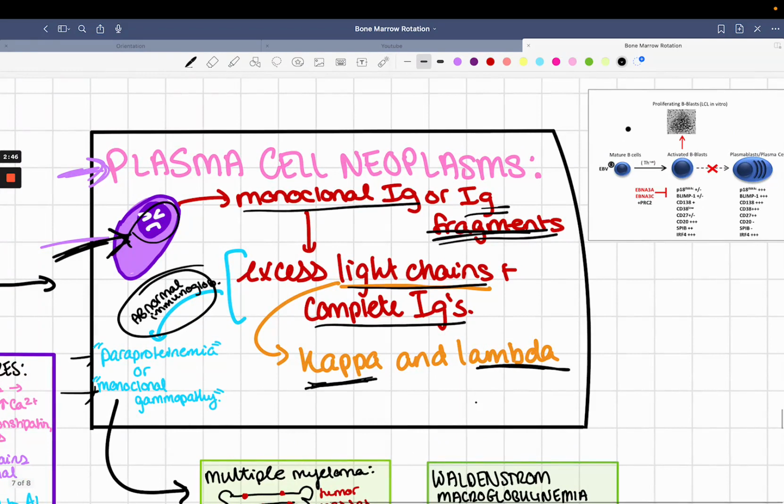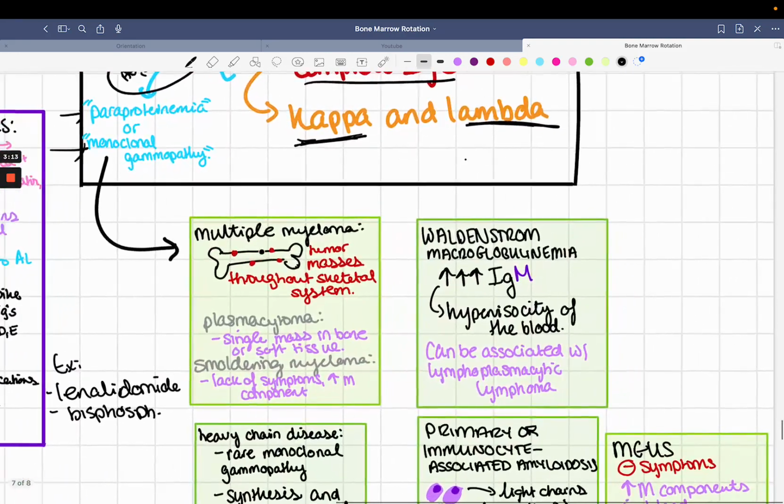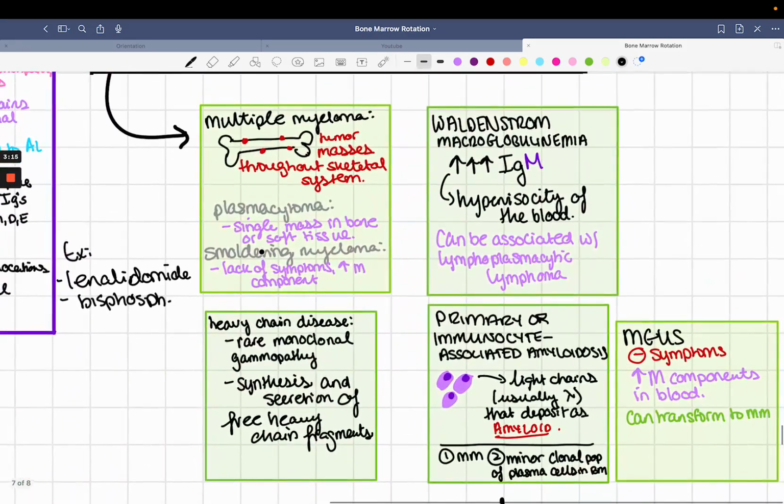So here's just a quick scheme of how the maturation of B cells occurs. You have your regular B cell here, which then gets activated, which then gets differentiated into either a plasma cell or a plasmablast. Those cells are going to express certain types of markers, which you can find on flow cytometry. So we'll talk about the different plasma cell neoplasms briefly.